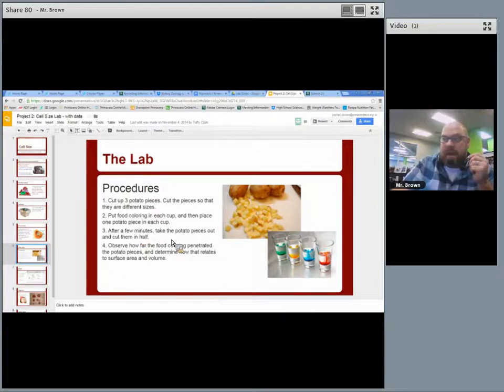Take the potato pieces out and cut them in half. And then you're going to measure with either a ruler or measuring tape how deep the dye got, how deep the food coloring got into the potato piece. All these measurements need to be done in centimeters because that's metric. We use metric in science.